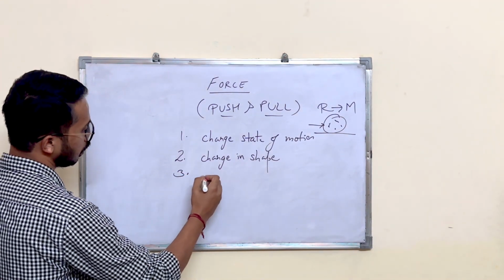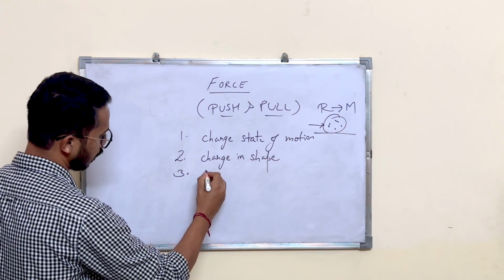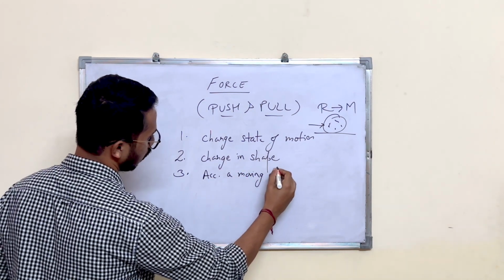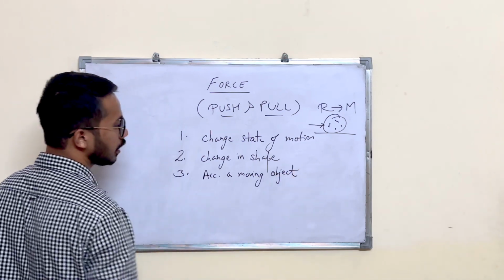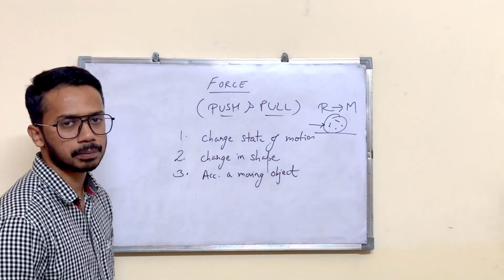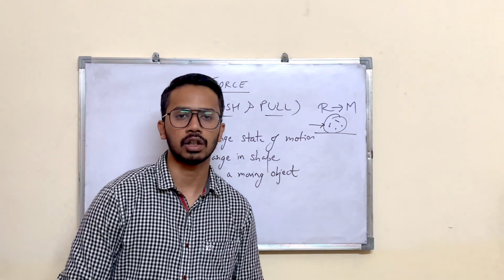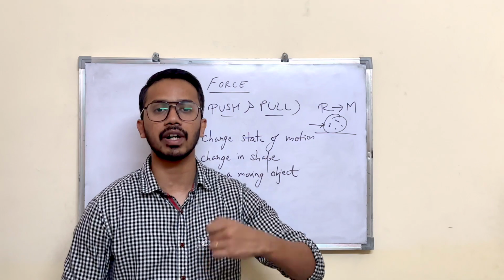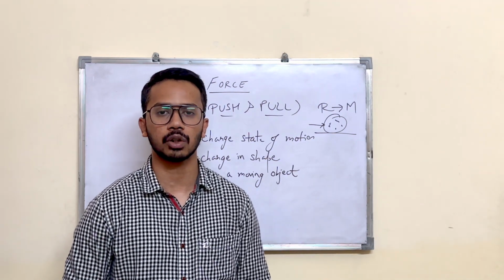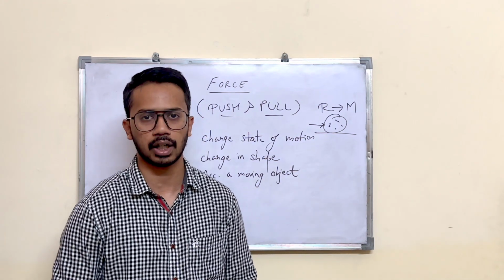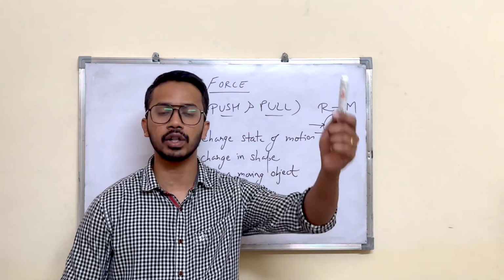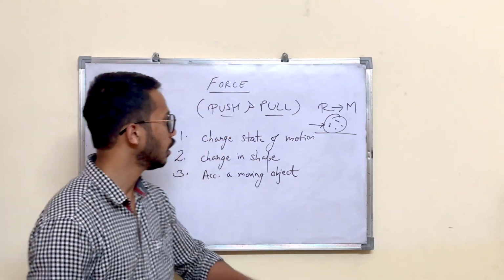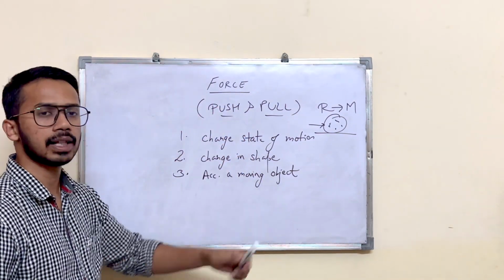Third, we can accelerate a moving object. Now what does accelerating a moving object mean? For example, a ball is rolling. That rolling ball you just kick with your muscular force. What will happen? It will start rolling faster. So this is again an example of application of force. Or you are traveling in your car and you see that the road is vacant. What do you do? You just press on the accelerator. Again the speed will increase. So with force only we can accelerate a moving object.